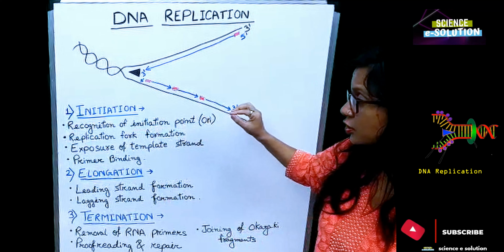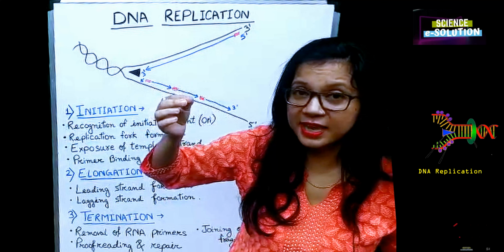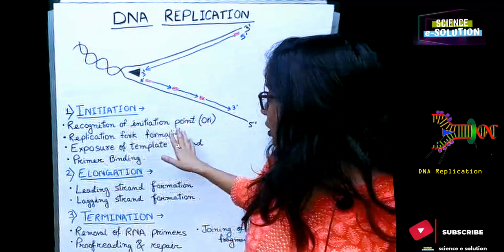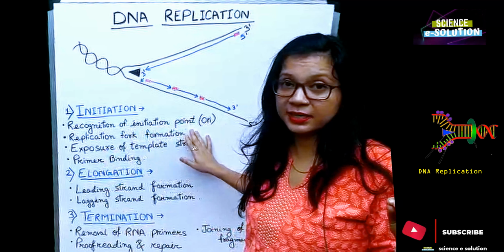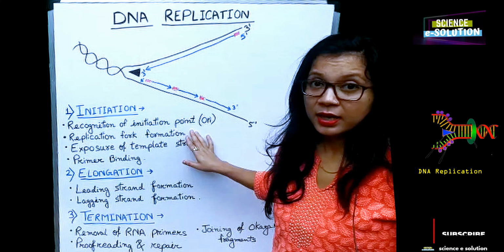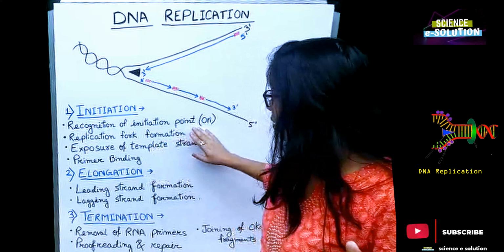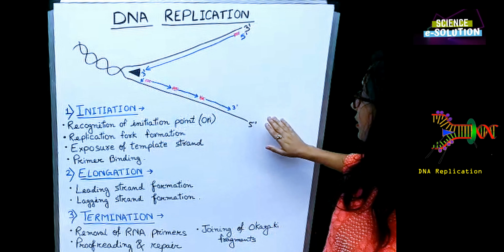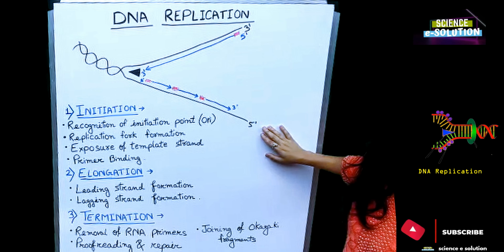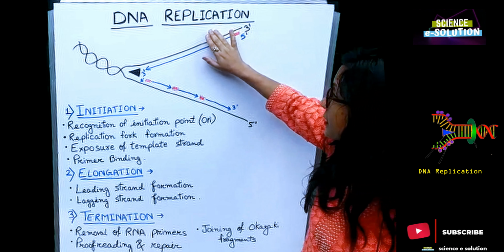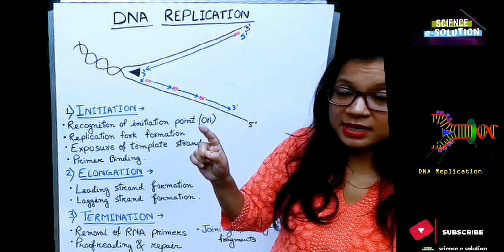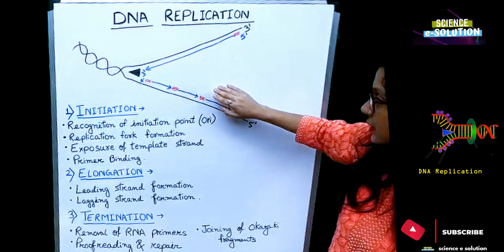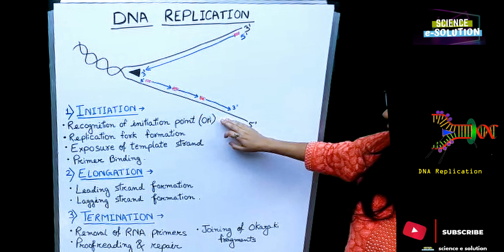Now after this initiation point is recognized and other enzymes act on it, they open up or unwind the helix to form the replication fork. That is the second step, that is replication fork formation. Now after the replication fork is formed, you see it is a Y-shaped structure in which the template strands are exposed, which is the third step, that is exposure of template strands. These template strands are the unwound parent strands on which the new daughter strands will be synthesized. You can see here, these are the template strands which are exposed.